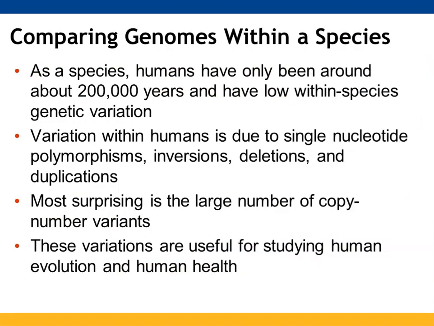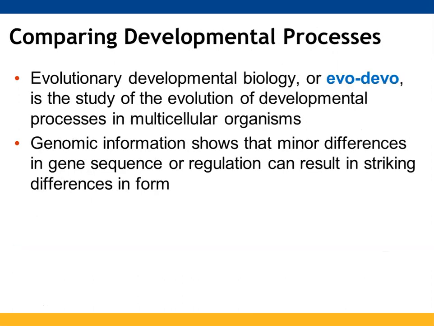We've only been around for 200,000 years, so we're pretty low within species in terms of variation. Our variation is typically due to single nucleotide polymorphisms, inversions, deletions, duplications. We have a large number of copy number variants, which can be used to examine human evolution and human health more closely. So EVO-DEVO is evolutionary developmental biology, and that's looking at developmental processes and how they've evolved in multicellular organisms. We can use genetic information to see that very small differences in gene sequence or regulation can have a significant impact on its expression.